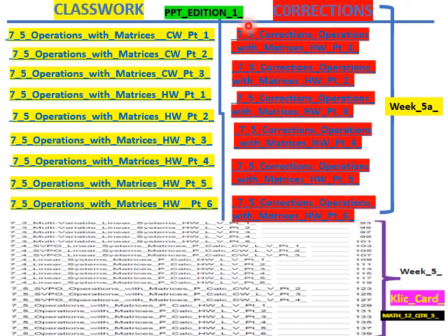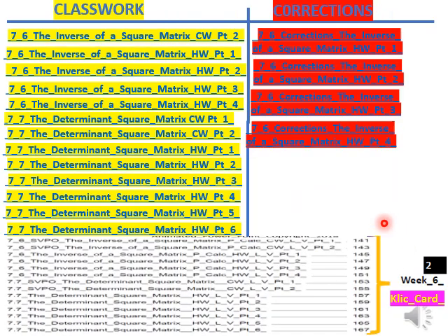So you'll be burning some midnight oil here. Again, these are all animated PowerPoints. Video versions are available as well. And then we go into week 6, and we go into 7.6, 7.7 with your classwork, and then classwork for 7.7 here, part 1, part 2, and then here's your 7.6 homework corrections over here.